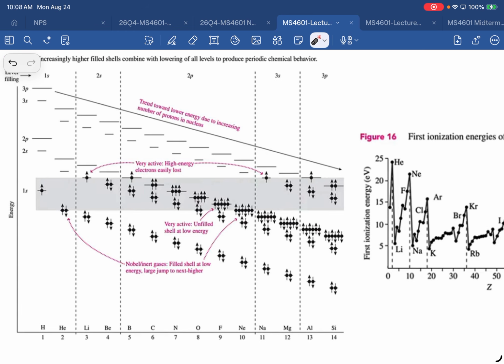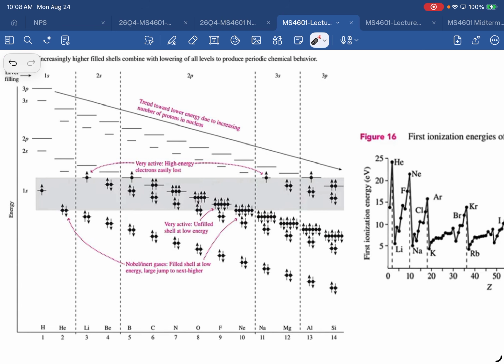One thing you can notice here is that as we increase the number of electrons, for example, let's look at just the 1s energy level, it goes lower and lower and lower, right? And that's the same case for all other energy levels. For example, 2s goes lower overall, and 2p also goes lower. So there is a trend toward lower energy due to the increased number of protons in the nucleus, or number of electrons.